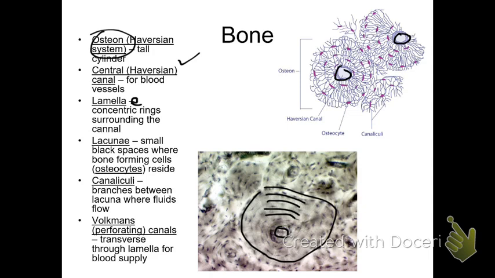The bone cells are osteocytes. So cartilage has chondrocytes, fat has adipocytes, and the bone osteocytes also reside in spaces. These spaces are called the lacunae. So that's similar to cartilage. And there's a difference here, though.